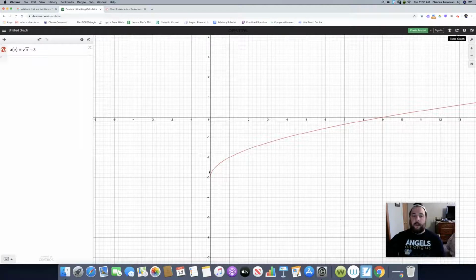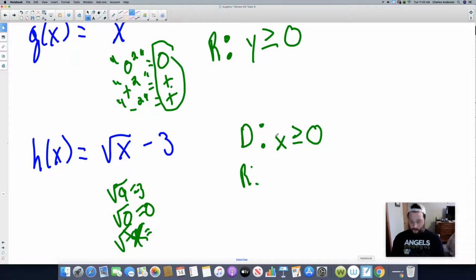Now, what about the range, the y coordinates? Well, what's the smallest it could be? Right here, it could be down at -3, but as you can see, this graph is increasing constantly. So it's going to go all the way up to infinity. It's just going to constantly increase, but it's never going to be below -3. So the range is y is greater than or equal to -3. If you think about the subtract 3 there, that's another shortcut to get that.